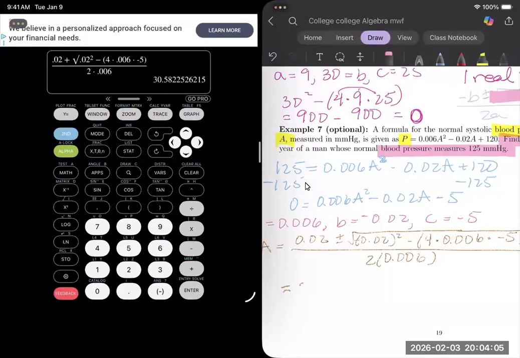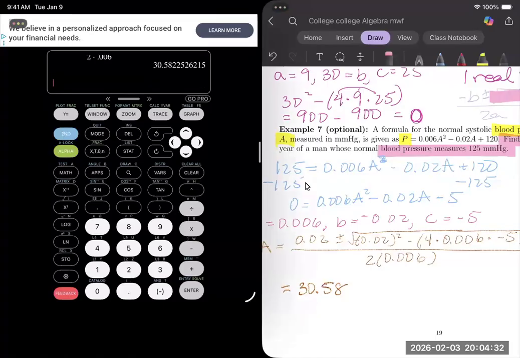So this is 30.58. And then we'll just double check, because this is an age. Is it okay if I get a negative number, or would it even make sense if I got 0? No, right? A tiny, tiny baby probably would not have that high systolic blood pressure. I can't speak. Forgive me.